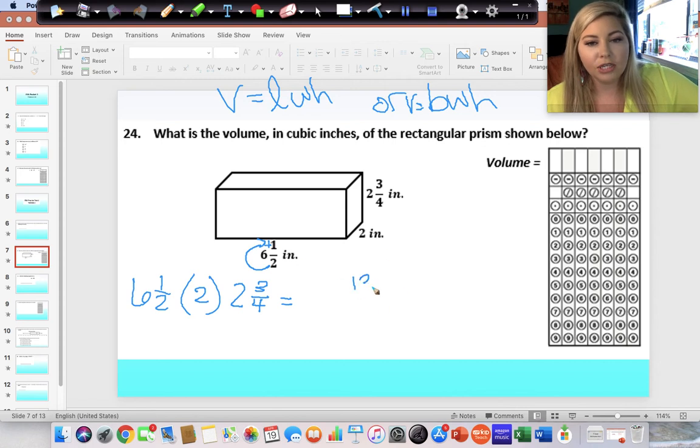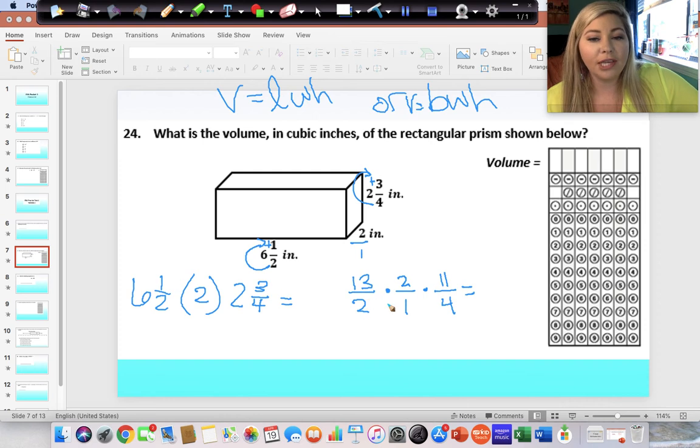So we have 13 over 2. Your denominator does not change here. Here we need to give our whole number a denominator of 1, so it will be 2 over 1. And then 4 times 2 gives us 8, plus 3 gives us 11, so we have 11 over 4.